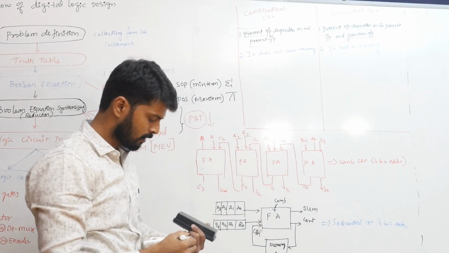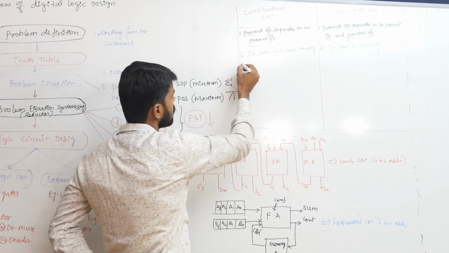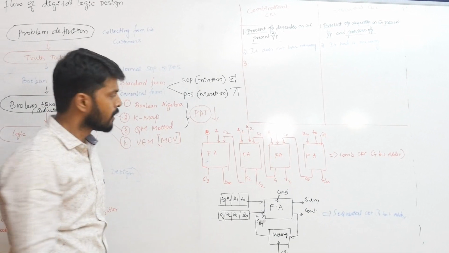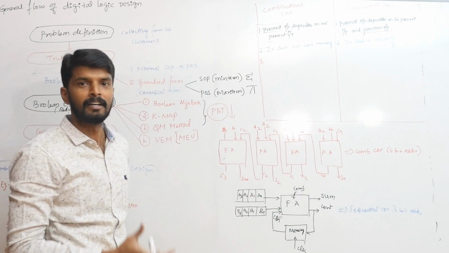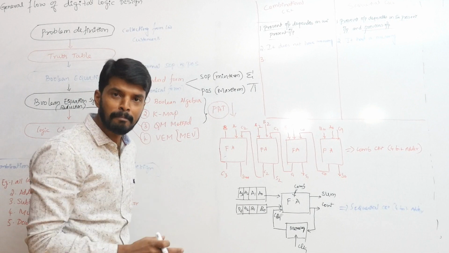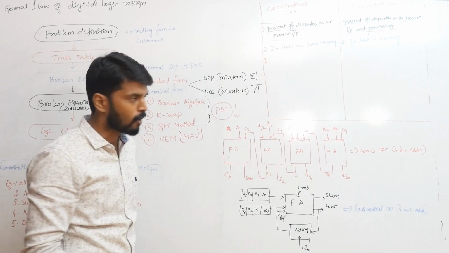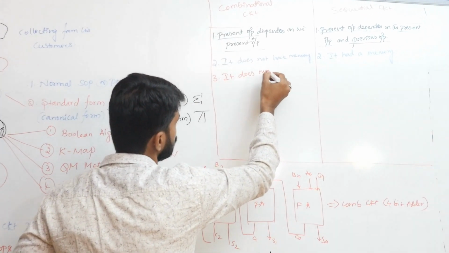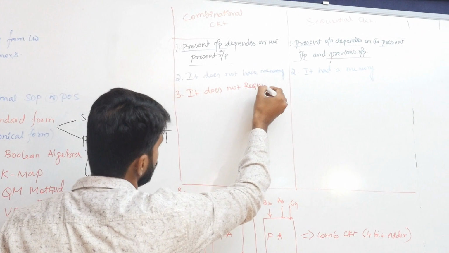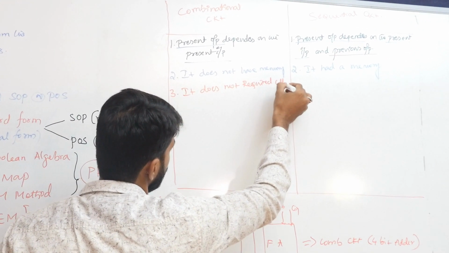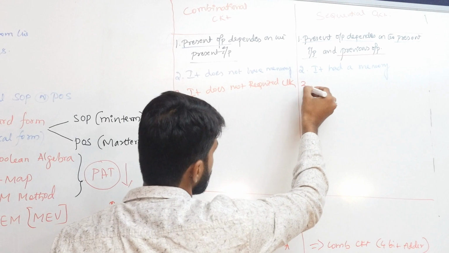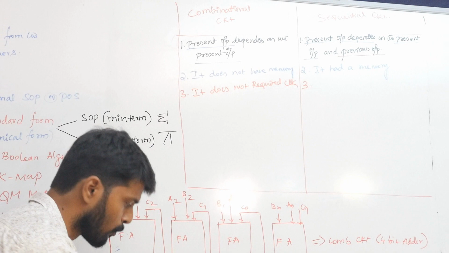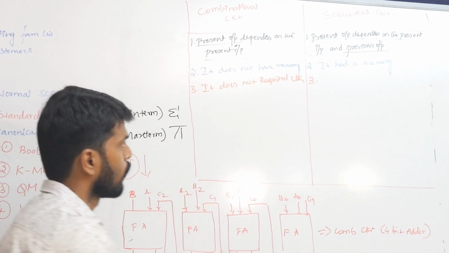The third point, as I said, if we are not using any flip-flop, obviously it doesn't require any clock. In case of combinational circuit, it doesn't have any flip-flop element, so that's why it doesn't require a clock pulse. But in case of a sequential circuit, we know that we are using the registers and the memory element. Obviously we need a clock here.